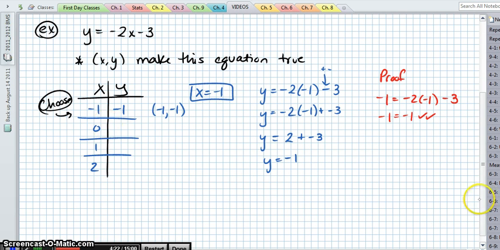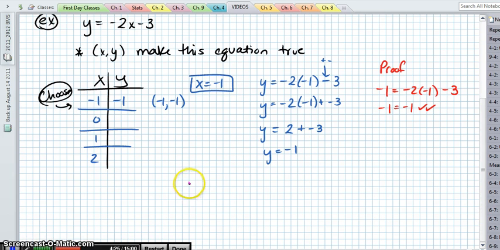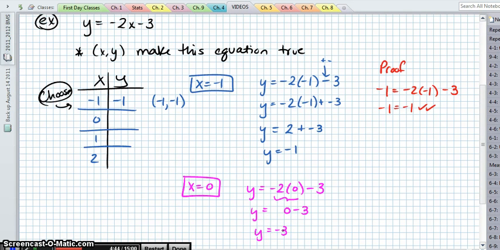Let's go ahead and substitute 0 in. Be careful with 0 because of the minus 3. You just need to be careful. So I recommend that you actually write it out, so that you don't miss the fact that you have 0 minus 3 or 0 plus negative 3. That would give you y equals negative 3, not positive 3.